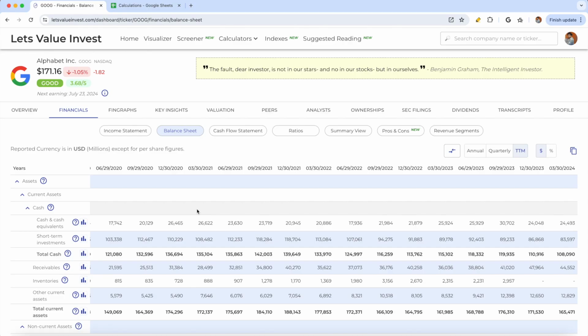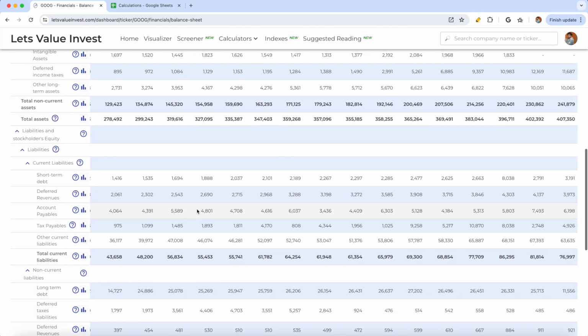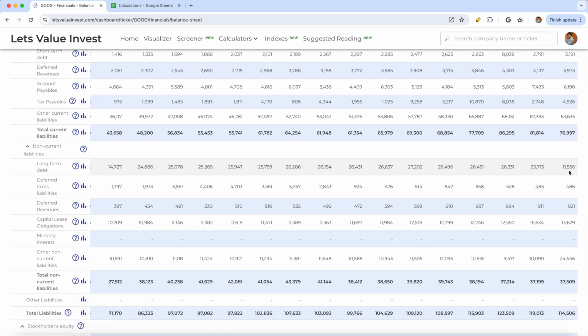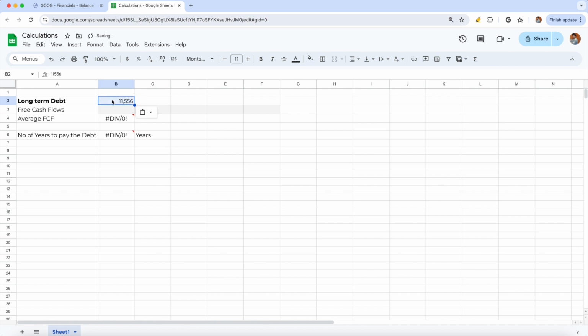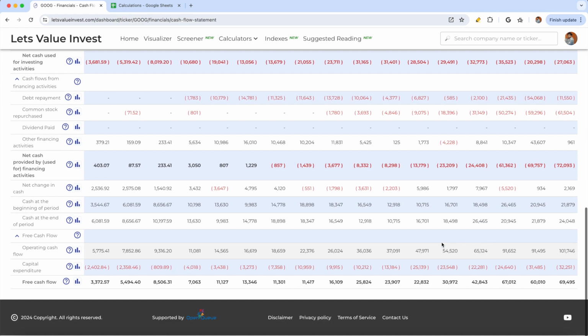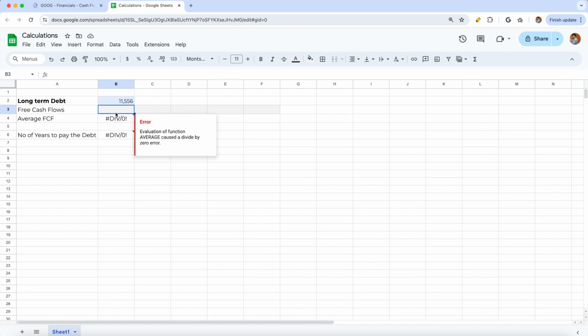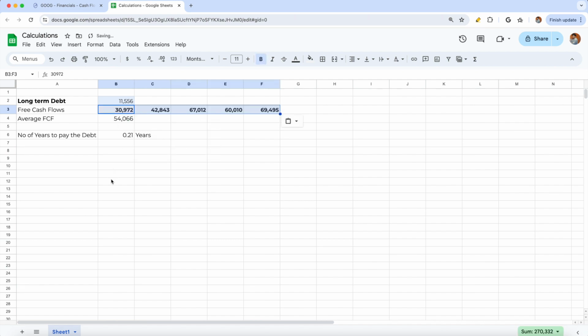We can pull up Google's balance sheet to find out its long-term debt as of right now. And that is about $11.5 billion. We copy it and then paste it over this Google Sheet. Now let's head over to Google's cash flow statement and go to the bottom where the free cash flows are listed. We then copy these 5 free cash flows and paste them in the Google Sheet to find the average free cash flow in the last 5 years.